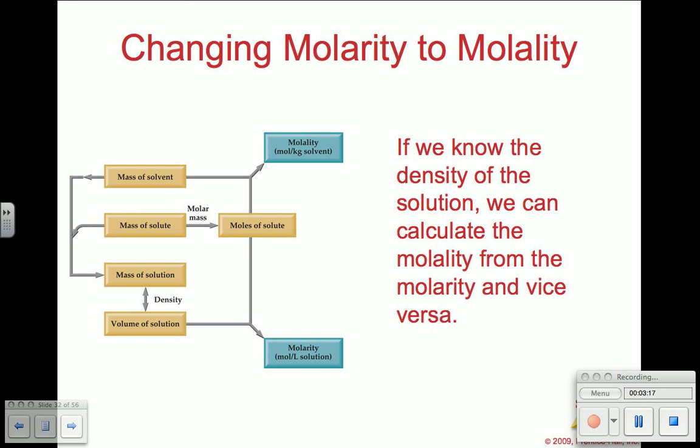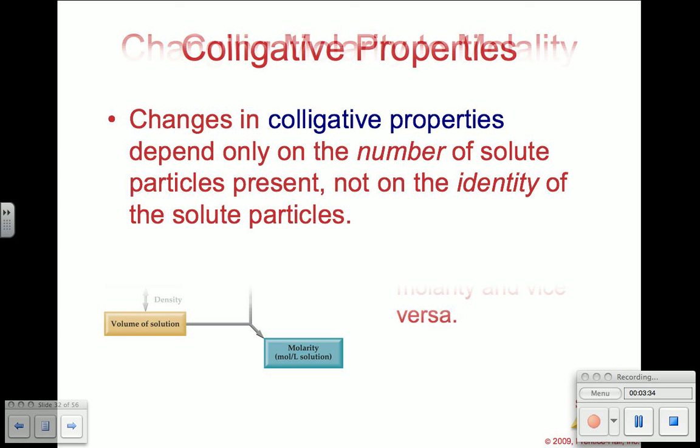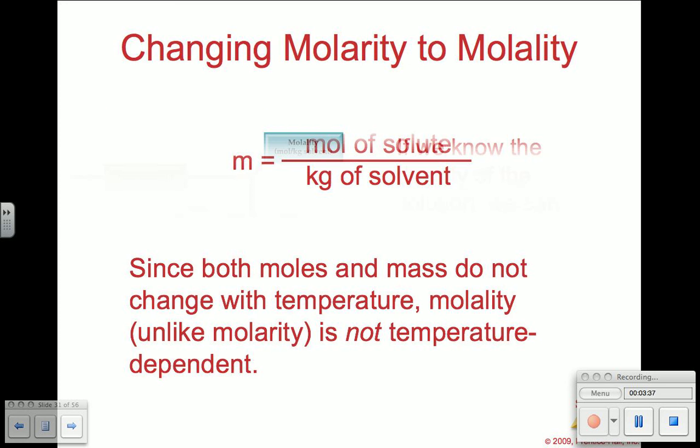So how can we move between molarity and molality? Well, if we know the density of the solution, we can calculate the molality from the molarity and vice versa. We're probably going to need to just practice some problems related to this, because I don't think looking at this diagram is going to be overly helpful for you right now.